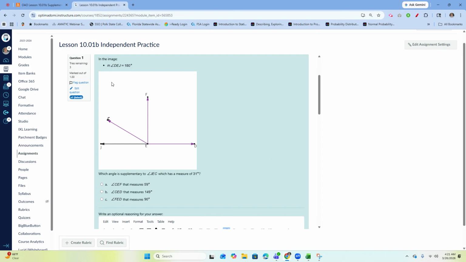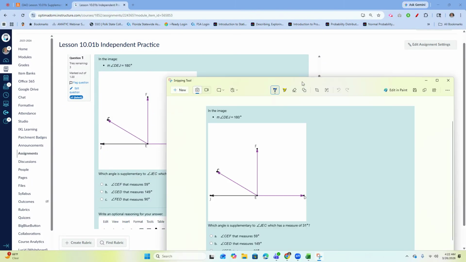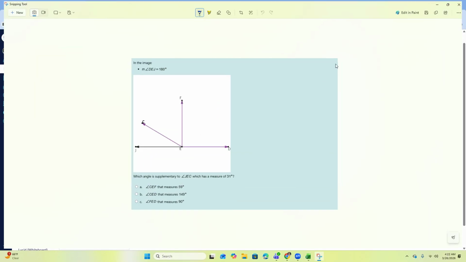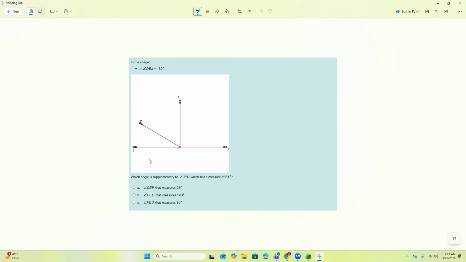Let's do the next problem. The next question I'm going to show you is problem number 1. As you can see in the picture here, I took a screenshot. We have a straight angle, which is the angle DEJ. That's 180 degrees, all of this. And you can see there are three smaller angles inside of the straight angle. They gave you the angle GEC.